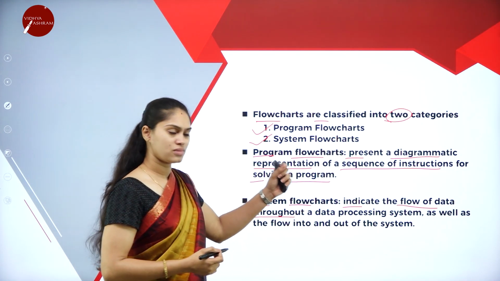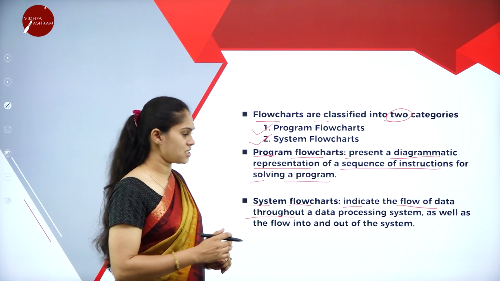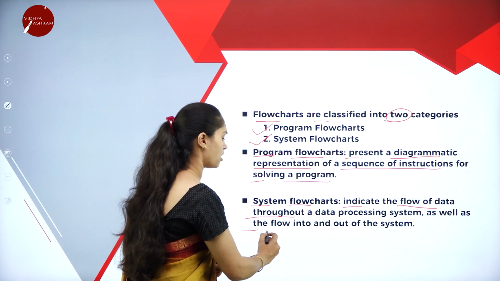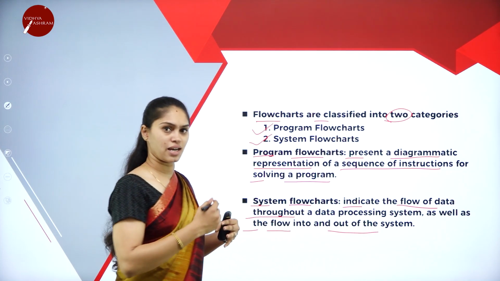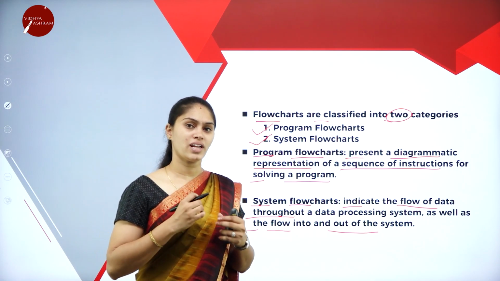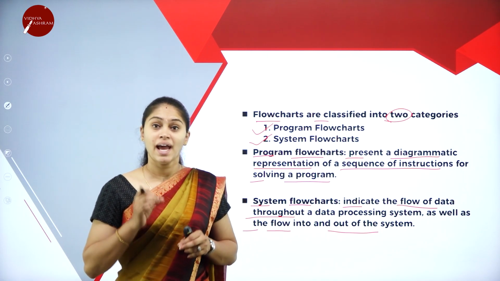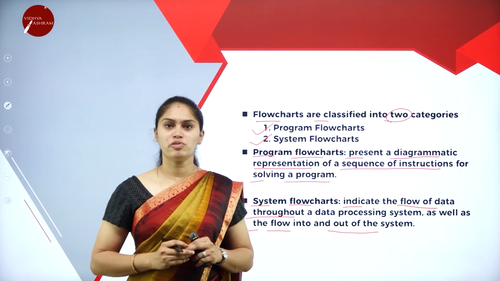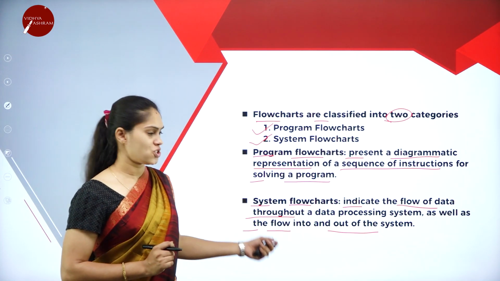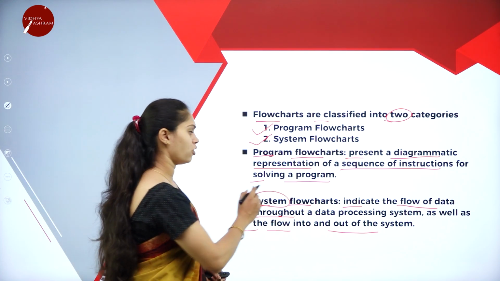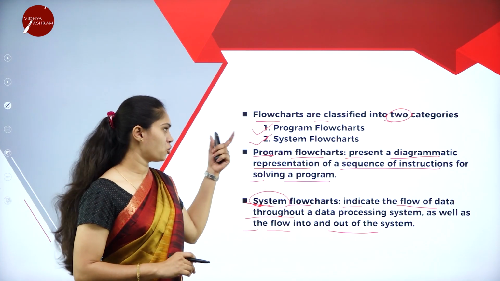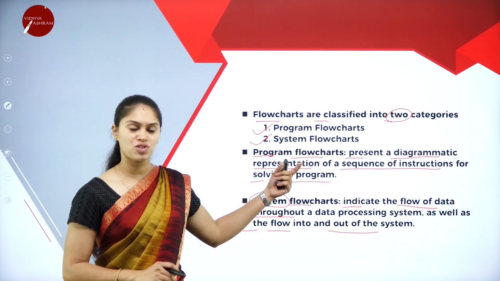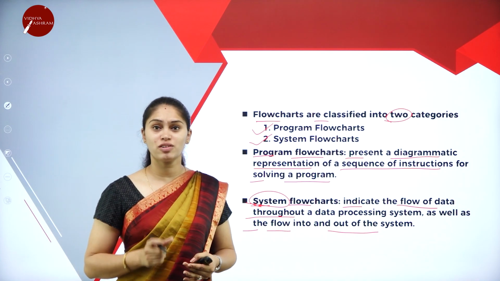It will indicate or represent the flow of data throughout a data processing system. So that means the flow into and out of the system. What are the data that we are taking? What are the data going out of the system? Everything will get analyzed and that will be represented in the form of a pictorial or graphical representation with the help of this system flowchart. So totally we have two methods, program flowchart and system flowchart. When it comes to the program flowchart, it will only be concerned about the sequence of instructions.